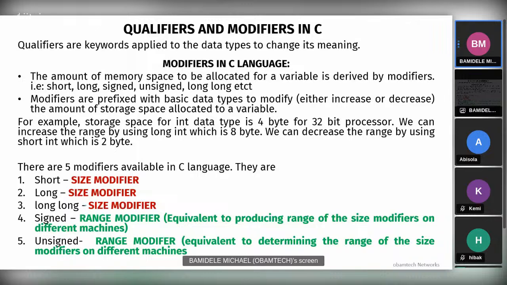Qualifiers and modifiers in C. Just follow me. Qualifiers are keywords applied to the data types to change its meaning.